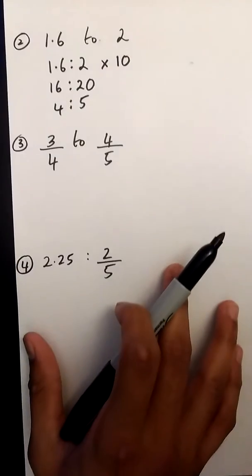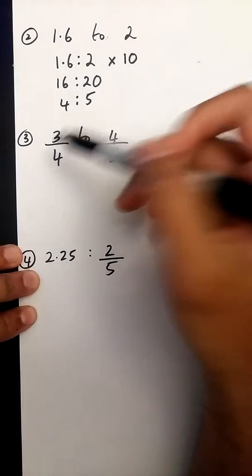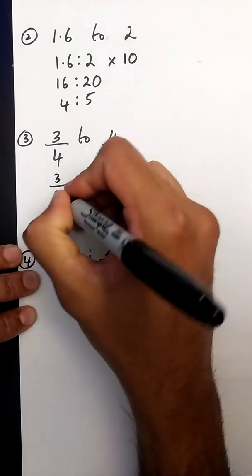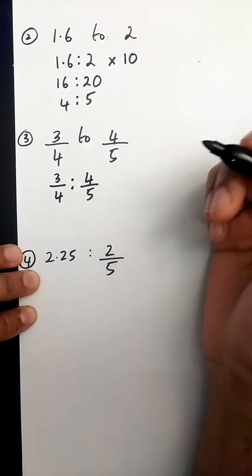Okay, so in problem number 3, we have fractions. We're going to eliminate fractions in this problem. Again, you're not allowed to have fractions or decimals in a ratio. So again, I'm going to start by writing 3 over 4 is to 4 over 5.